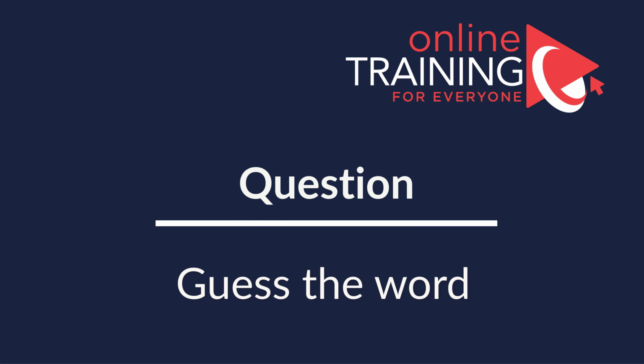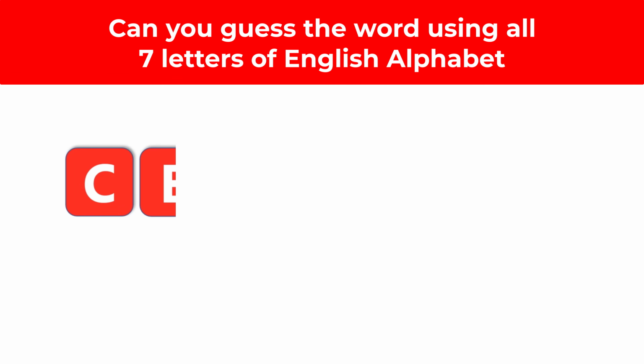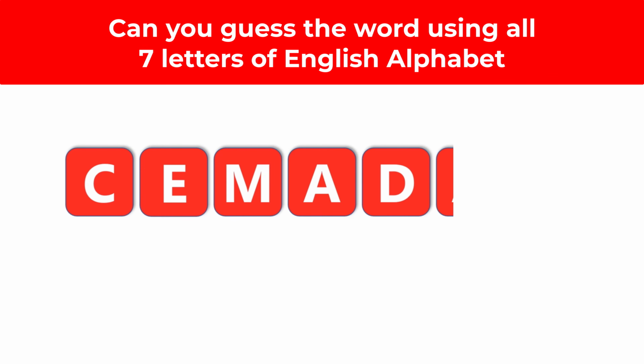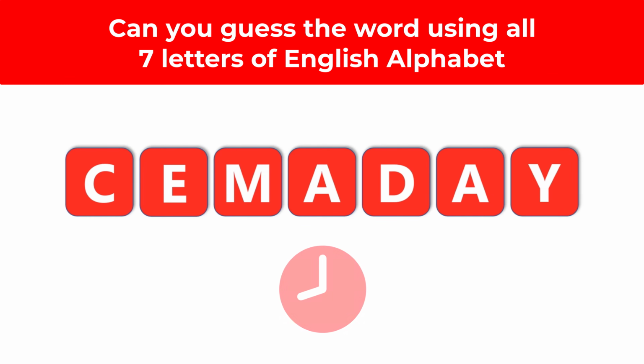Here's the tricky problem we frequently see on the test. You're presented with 7 letters of the English alphabet. The letters are C, E, M, A, D, A, and Y, and you need to guess the word using all the letters presented. Give yourself 15 to 20 seconds, maybe longer, depending upon your experience of guessing particular words. Do you see the answer? Let's continue to get to the correct solution together.